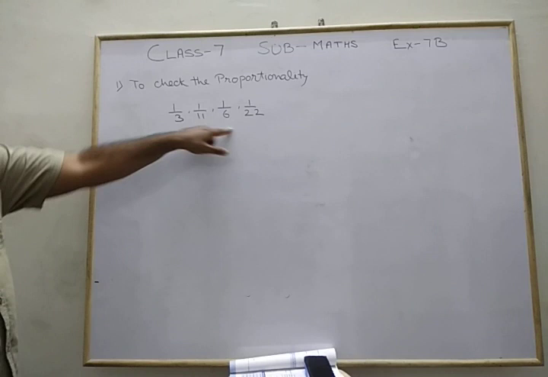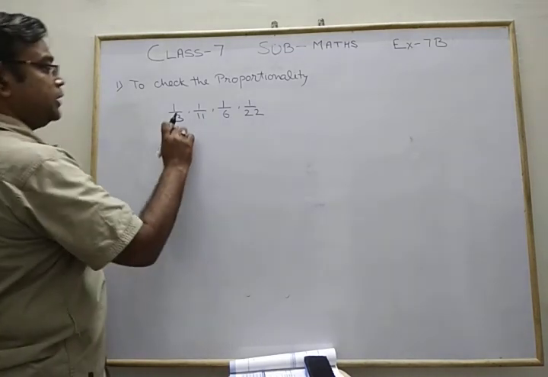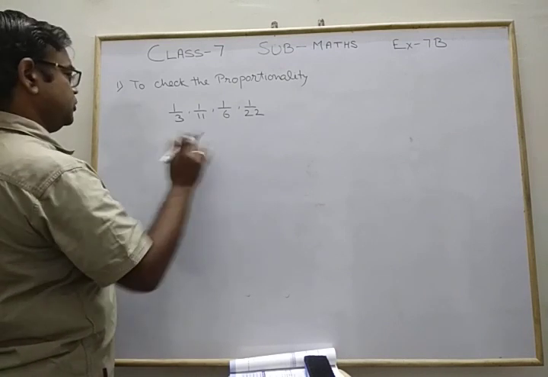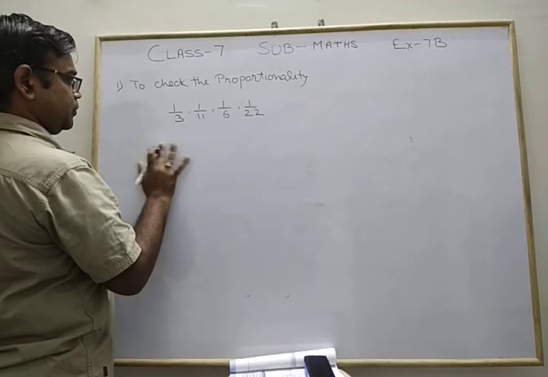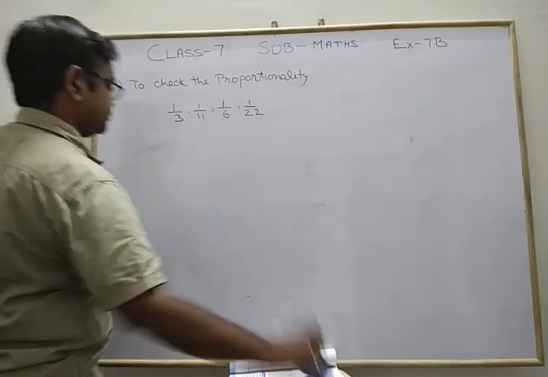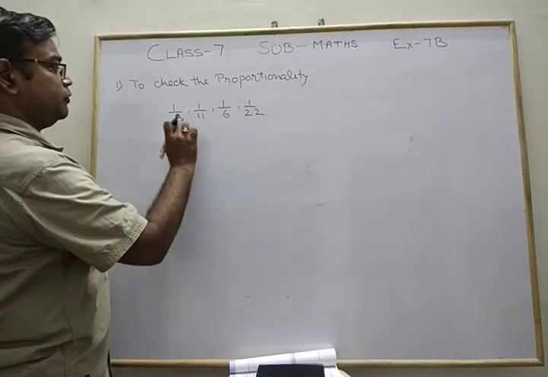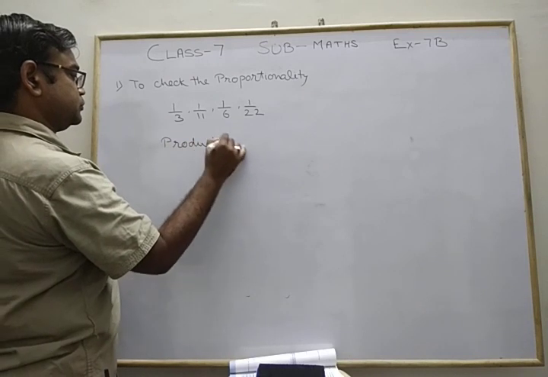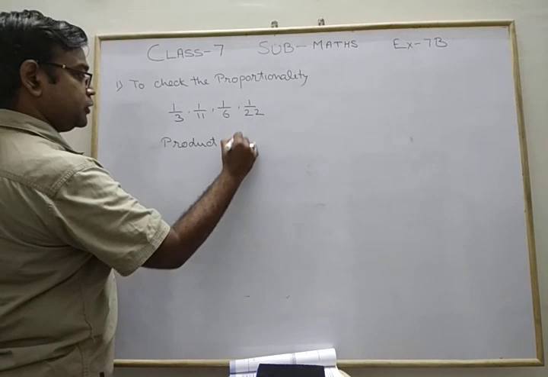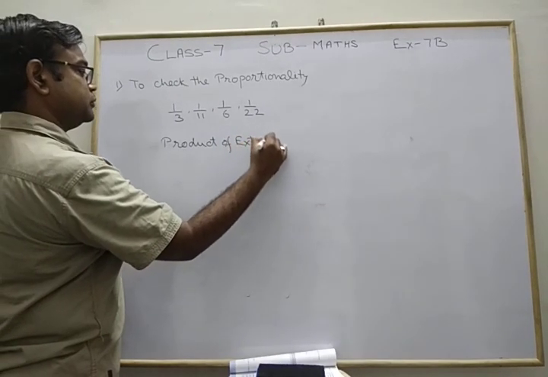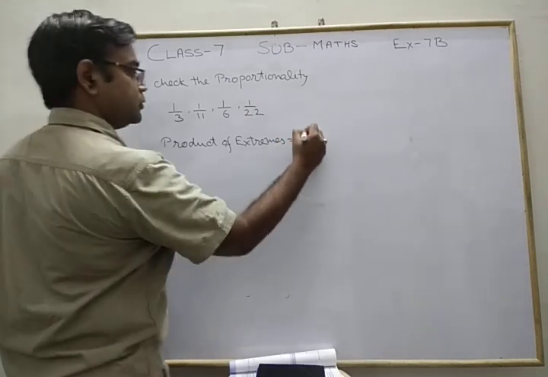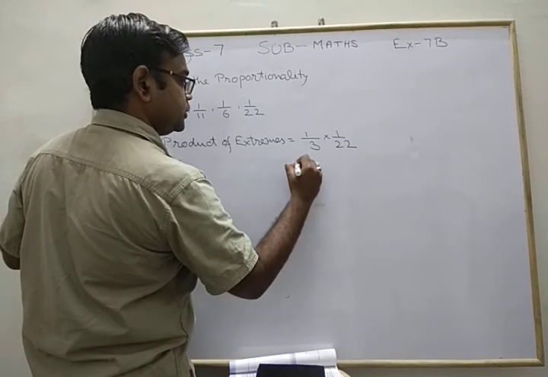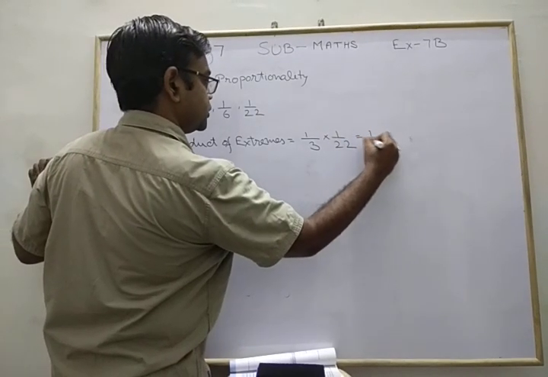So for proportion, first we make the elements similar. Here the extremes are 1 upon 3 and 1 upon 22. So the product of extremes, written as given in the question, equals 1 upon 3 into 1 upon 22, which equals 1 upon 66.